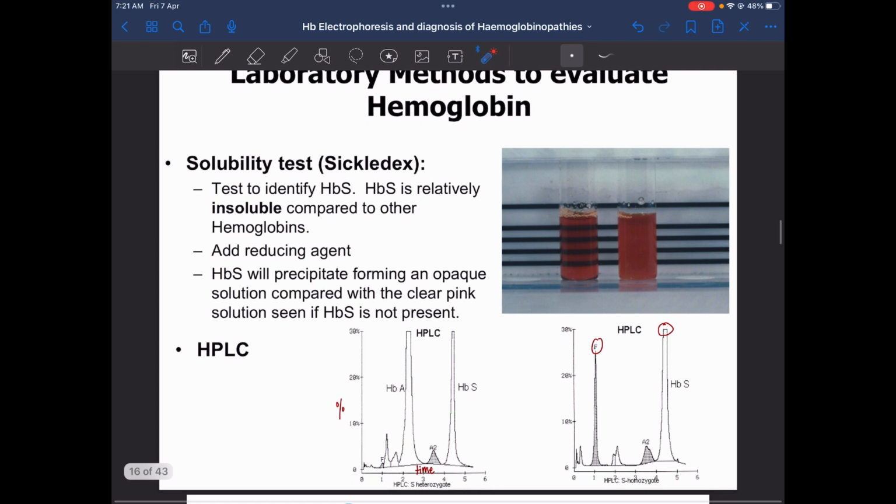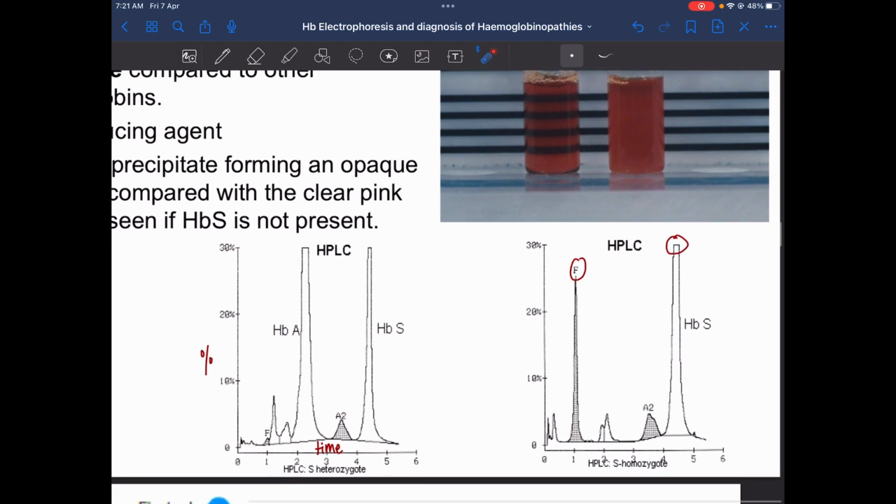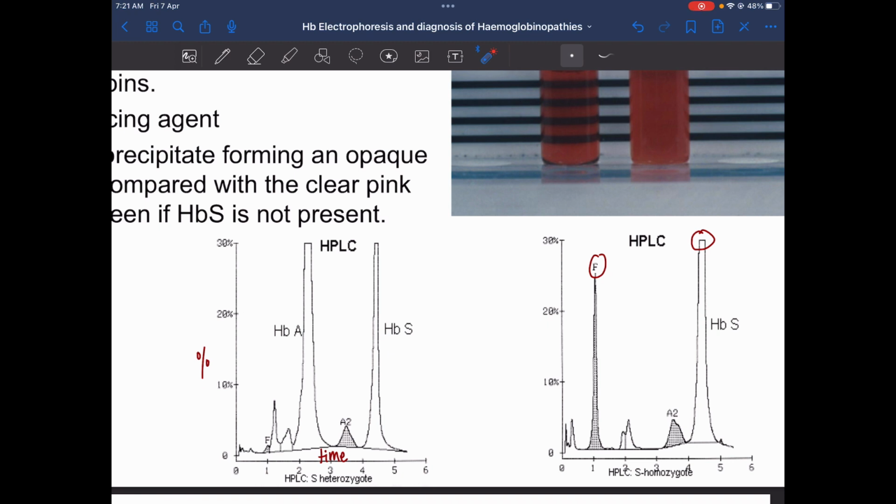HPLC, high performance liquid chromatography, is basically chromatography. I'm sure you know that from high school. What you're going to see in the results is how much of each of the different kinds of hemoglobin there are. In the first picture, you have around 30% hemoglobin A and around 30-ish% hemoglobin S. Those are the two most predominant types. Since this person has half S, half A, they are most likely a sickle cell trait person. Right here, it says S heterozygote, so yeah, we're right.